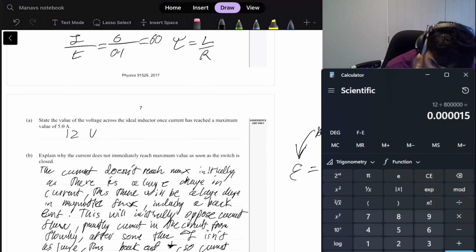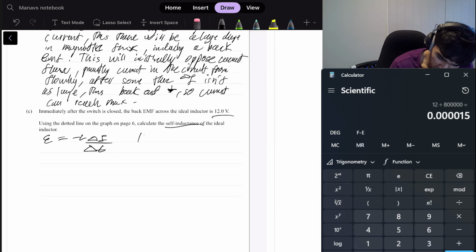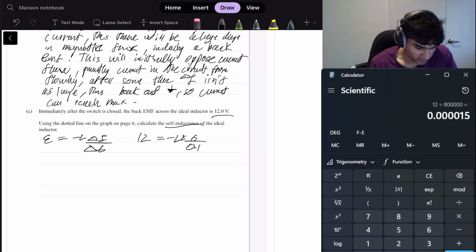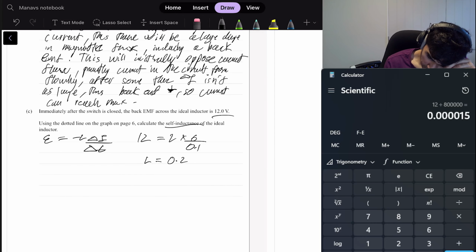Actually, the change in current over change in time is constant. It's a constant gradient. So we can do negative L equals 6 divided by 0.1, which is 60, like I said before, then 12 divided by 16 is 0.2. So negative L equals 0.2. Actually, we don't need the negatives. That's just back EMF, because the back EMF is negative. So that's 0.2 Henry.